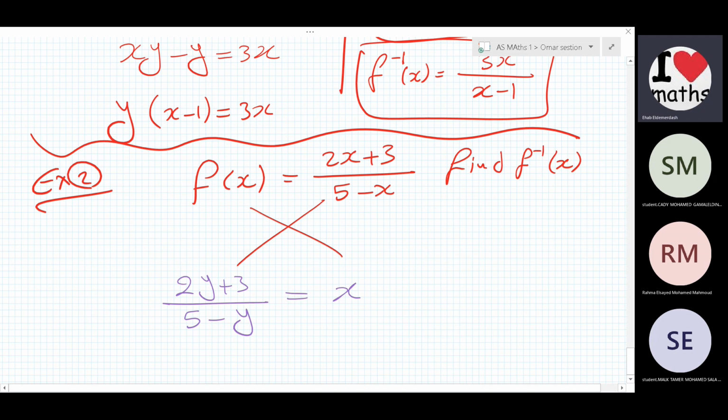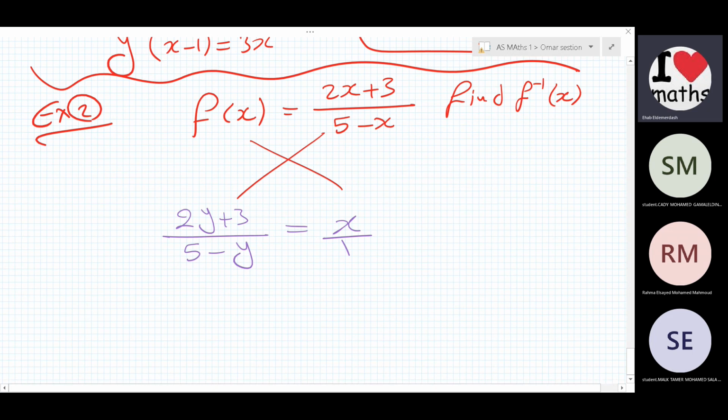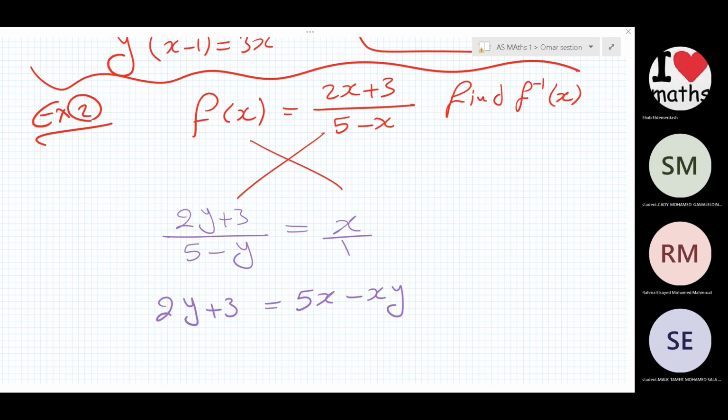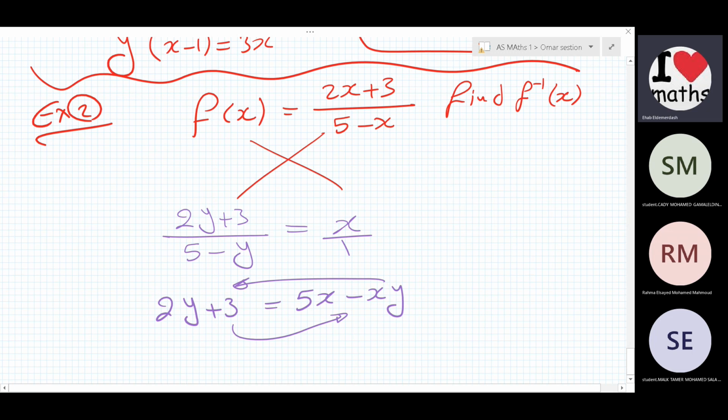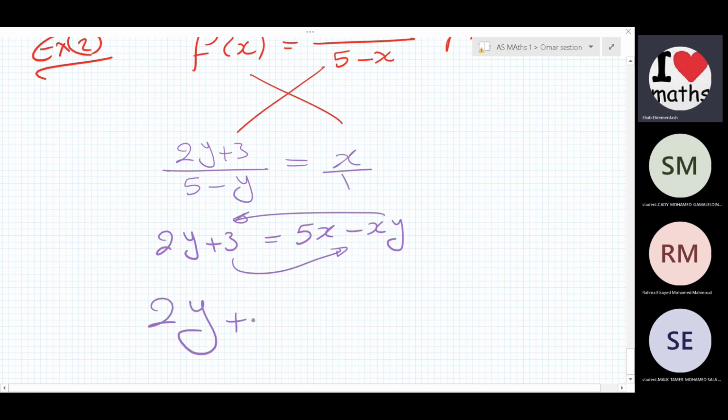So it's 2y plus 3 over 5 minus y is equal to x. Are we clear on that? طيب now what will be my step? Cross multiplication. I'll do a cross multiply. So I will make it as 2y plus 3 is equal to 5x minus xy. What is my mission? I need to make y the subject. So I have to send this one to the left and that one to the other side. So it will be 2y plus xy is equal to 5x minus 3.